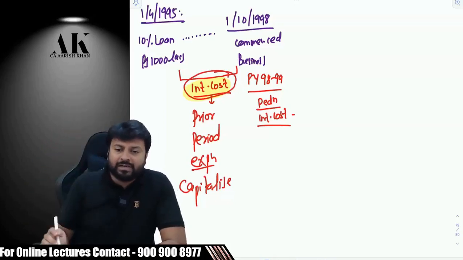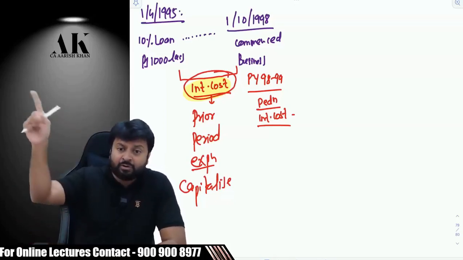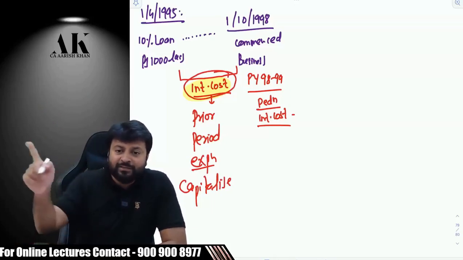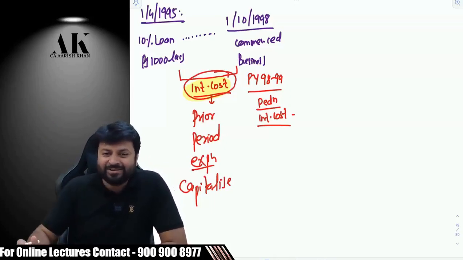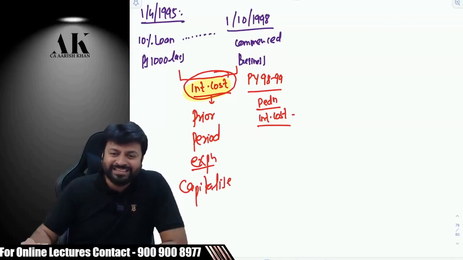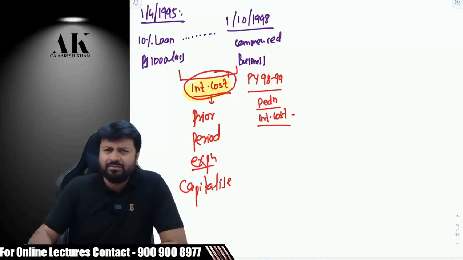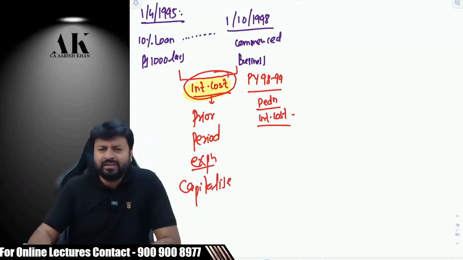Capitalized to the cost of asset. And because of this judgment of the Supreme Court, AS 16 was given birth by ICAI. Even ICAI was not aware of such kind of concepts. So ICAI finally brought what? The provision of AS 16 in 2002. ICAI has not brought the provision of AS 16 from 1950.